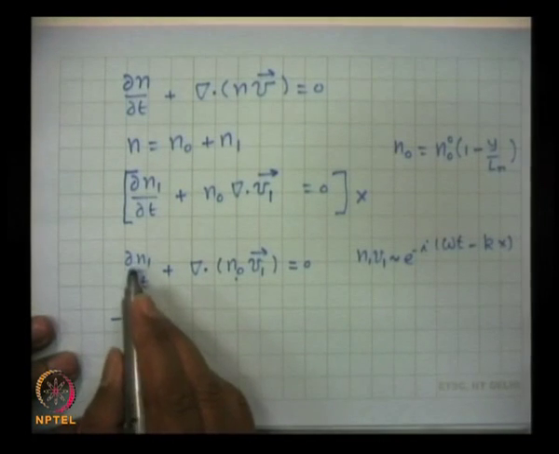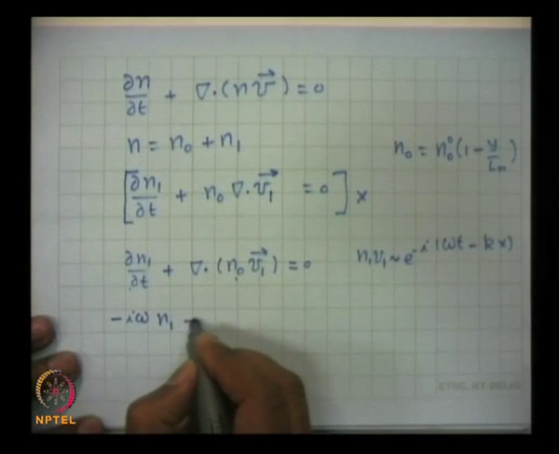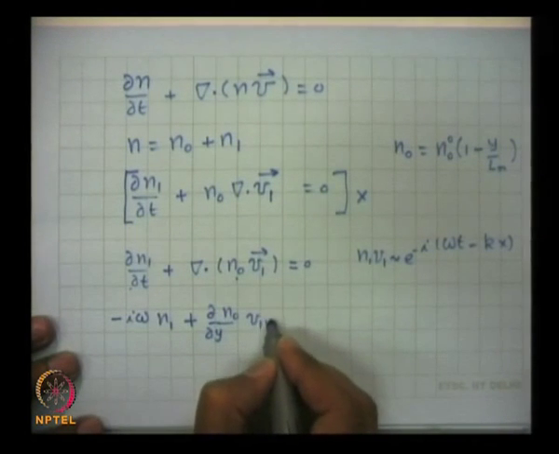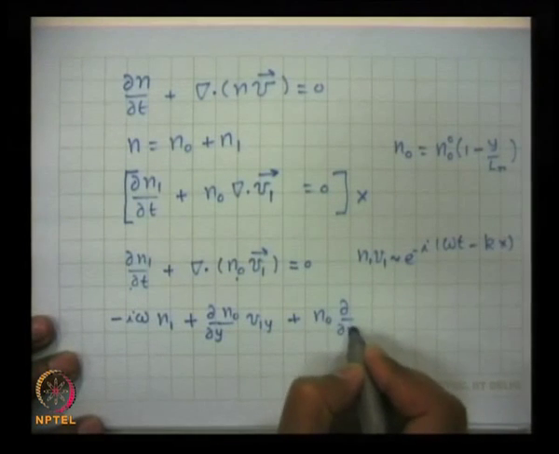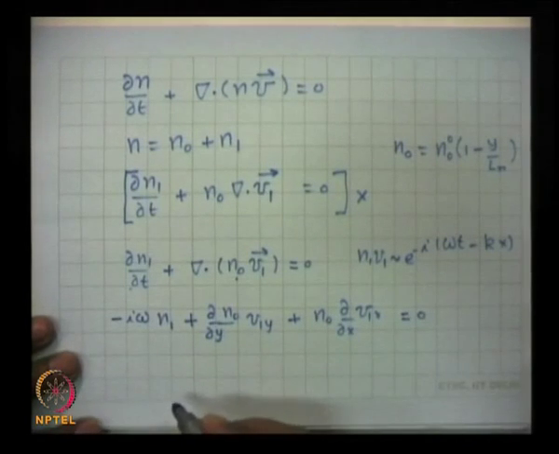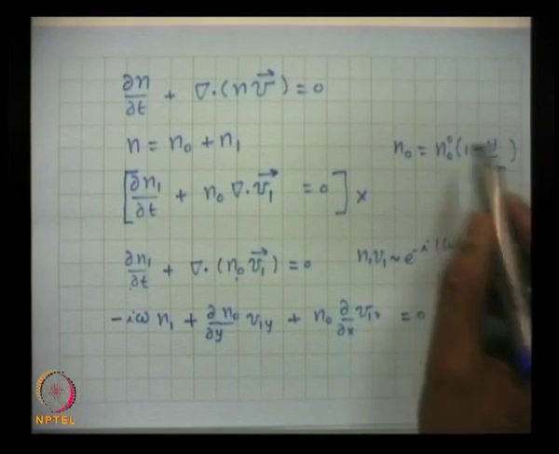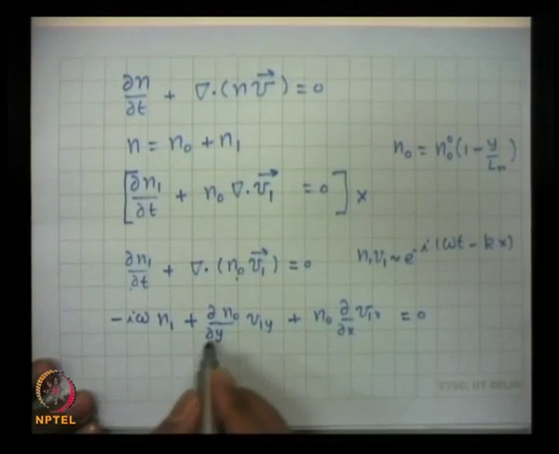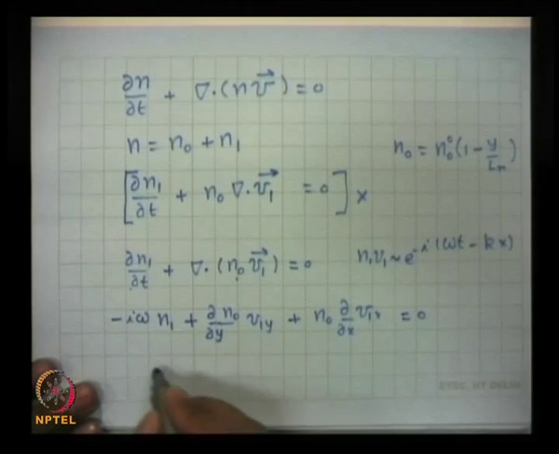So, for perturbed quantities delta delta t can be replaced by minus I omega N1, and that will give me two terms here plus delta delta y of N0 into V1y plus N0 into delta delta x of V1x, and this is equal to 0. Delta N0 by delta y, if I evaluate, is like 1 upon Ln into N00. So, I will just write this as 1 upon Ln into N00, and that gives me how much?